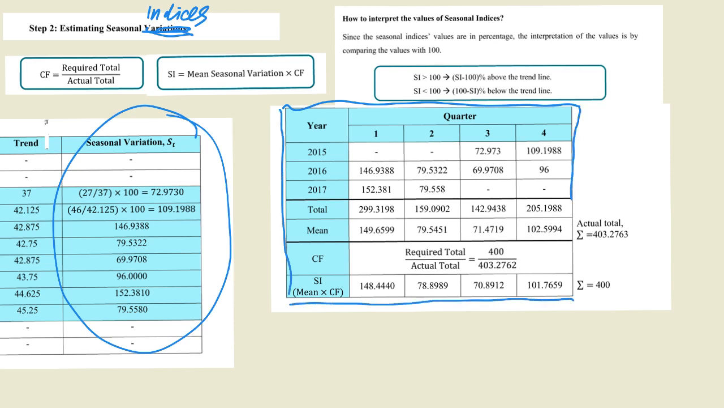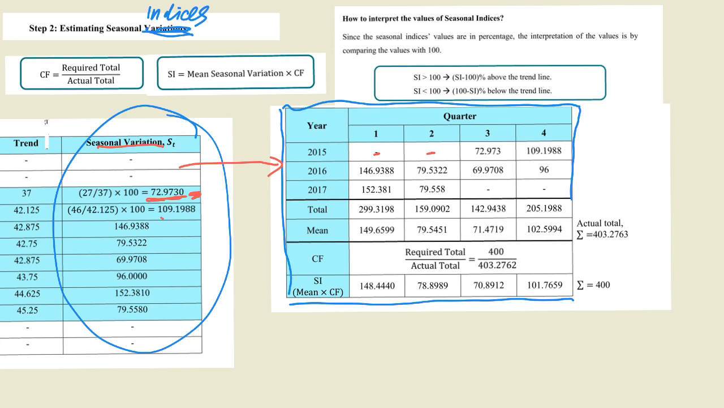So how do you get the value? So this is depends on the calculation that you do from the previous table. So to make it easier, I already have it here. So the first one, so this data is actually for the third, so this is second quarter, first and second quarter. There's no value for seasonal variation, so you just don't have to fill in the value. So start from the third quarter, the value for the seasonal variation is 72.9730. So you put the value over here.